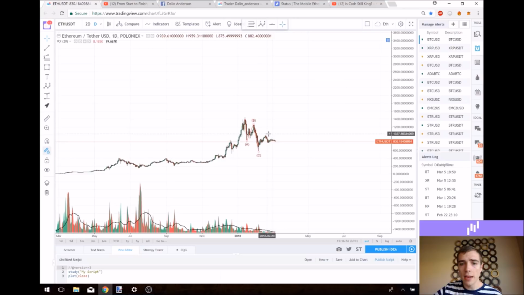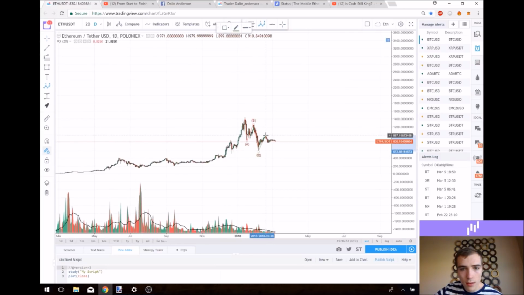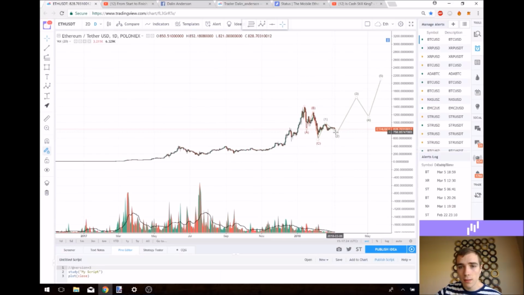So this means that we're making a 1, 2 again. So in the next wave setup, this will be a 1. And I suspect the 2 to retrace back to somewhere between $720 and $700 here. And then we should make a very impulsive 3 wave out of this, breaking all-time highs. Usually in those 3 waves, because 3 waves are very impulsive Elliotts.